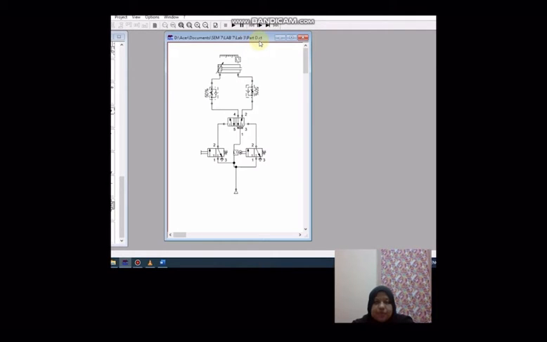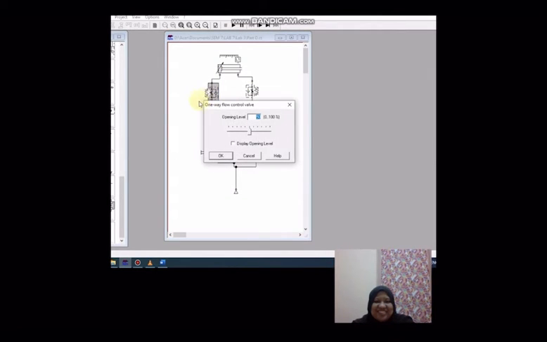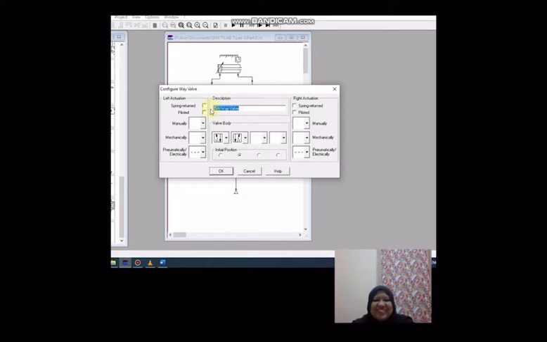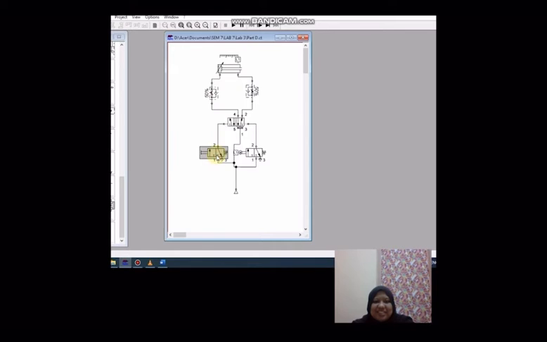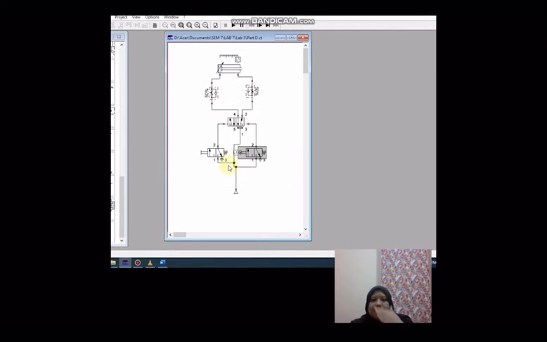In FluidSim, this is the example. This is the circuit that we created for Part D. And this is a double-acting cylinder. This one is a one-way flow control valve, and for the opening level, I set 50% for each one-way flow control valve.